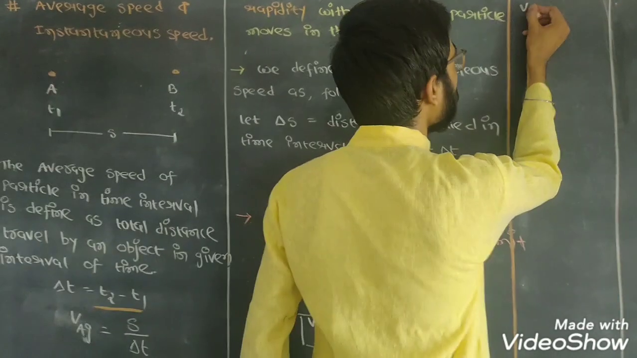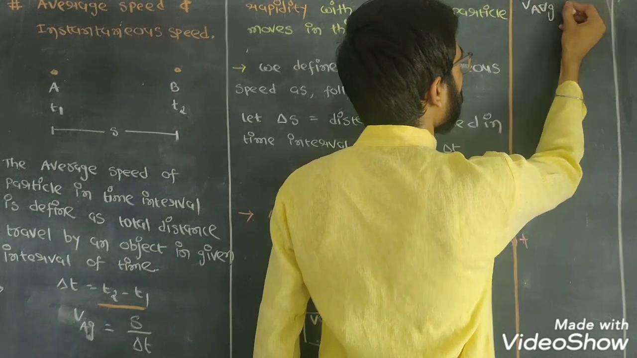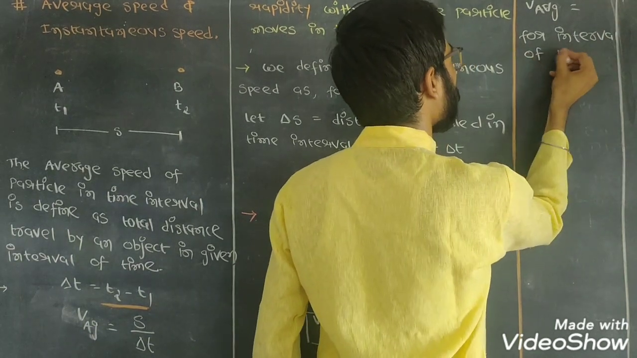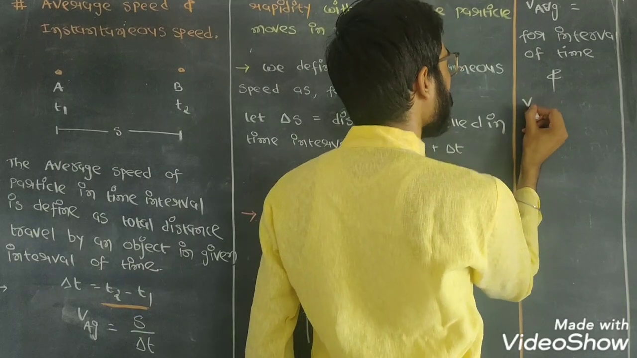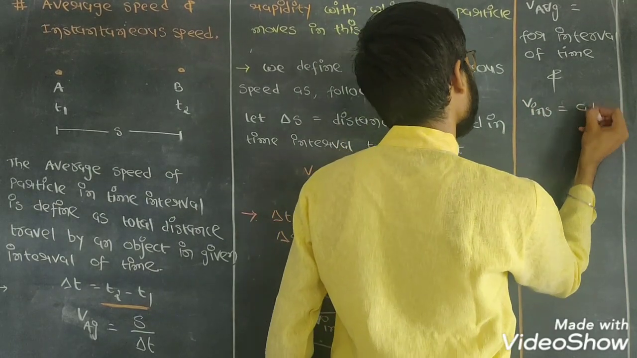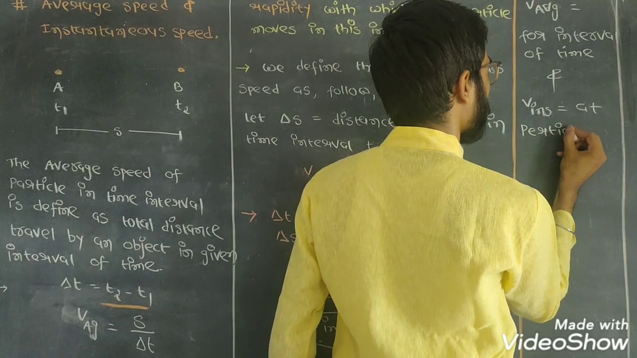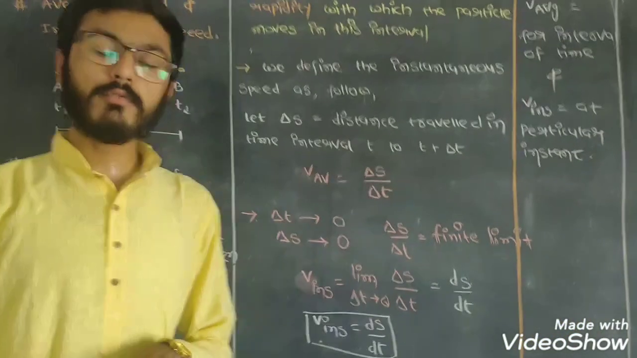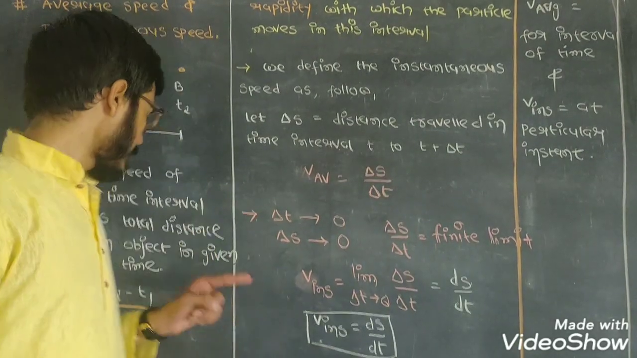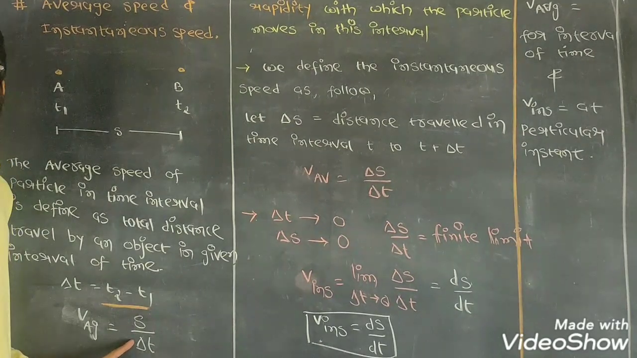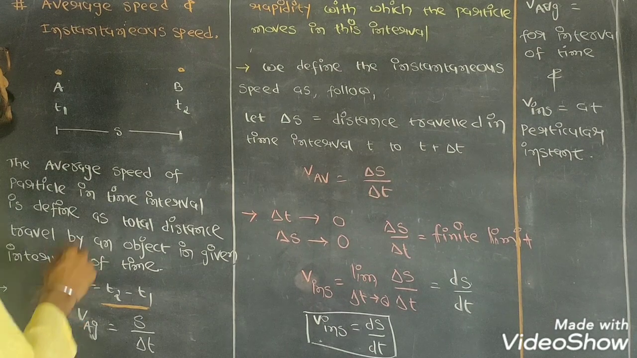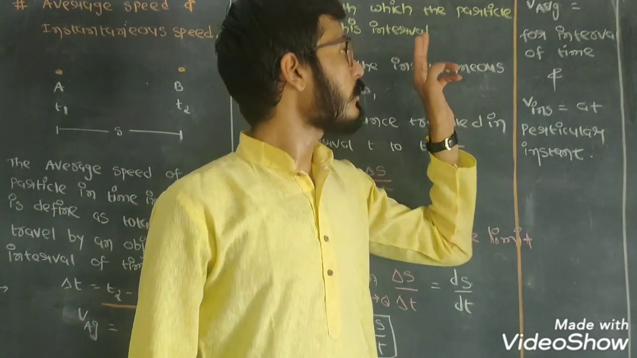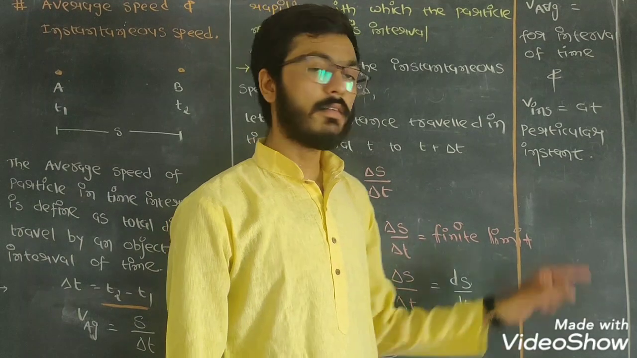So the average speed is defined for an interval of time, and the instantaneous speed is defined at a particular instant. If we want to find the average speed, then we can apply the formula s upon delta t. But if we want to find the speed at a particular point, then we have to find the instantaneous speed, because the average speed is only for an interval of time and the instantaneous speed is at a particular instant.